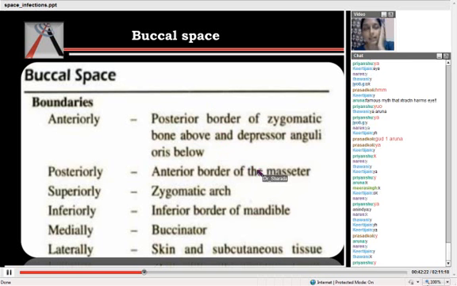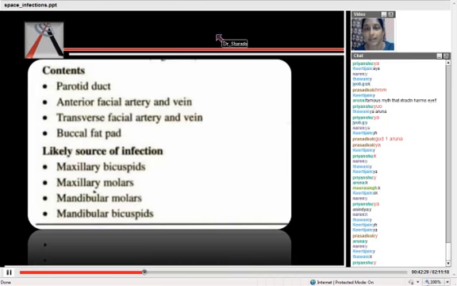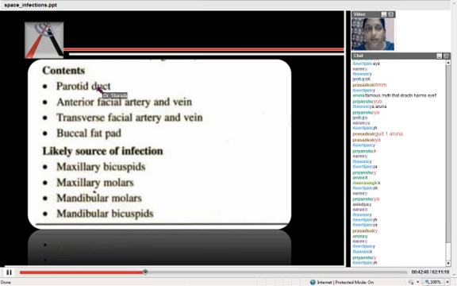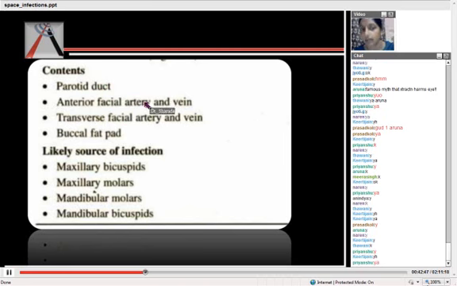Laterally, of course, is the skin and the subcutaneous tissue, skin of the cheek. Okay? So the next one, what are the contents? Parotid duct, obviously. It pierces your buccinator muscle, so it has to go through the space. So parotid duct, anterior facial artery and vein, it comes like this, right? Anterior facial artery and vein, transverse facial artery, buccal cheek fat pad, etc. These are the things that are present.